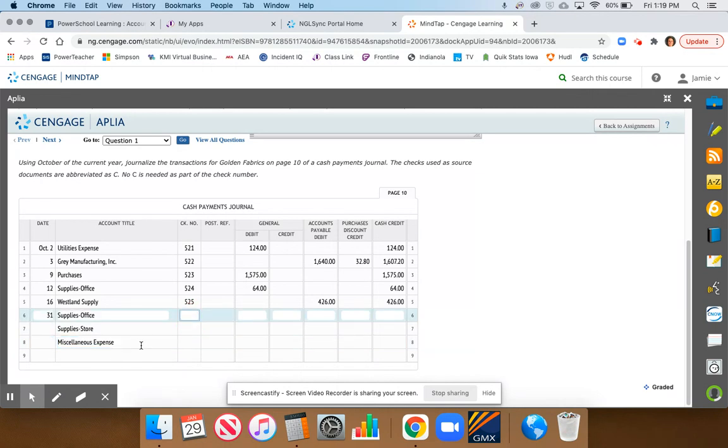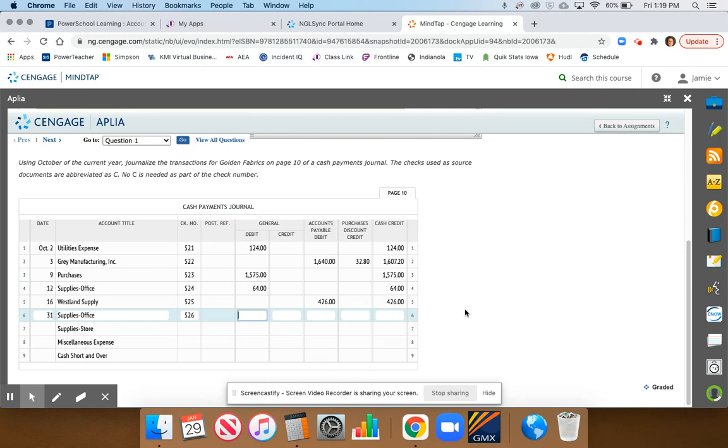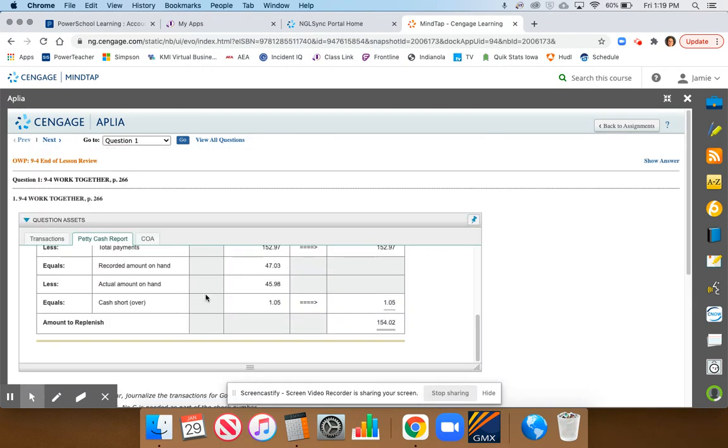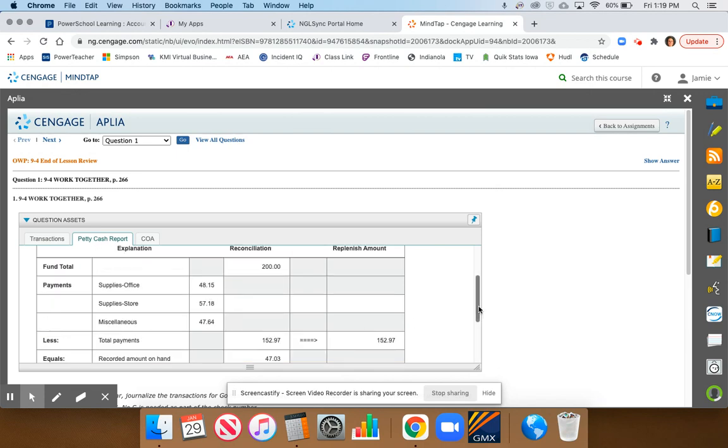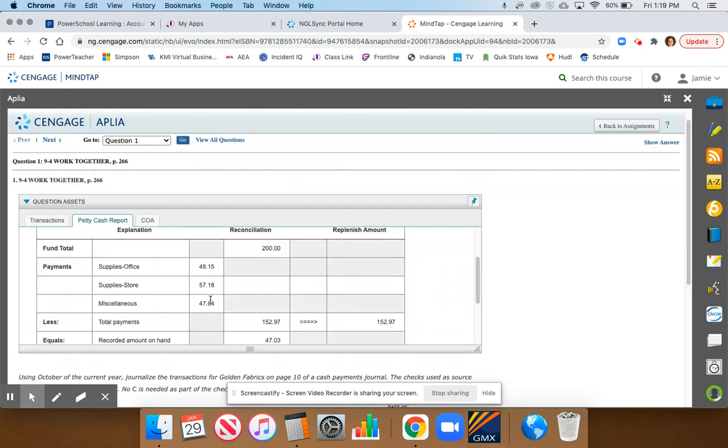Check 526. Did the account cash short and over? So we're going to list out how much we've spent for supplies office using our petty cash, $48.15. Supplies store, $57.18. Miscellaneous expense, $47.64.